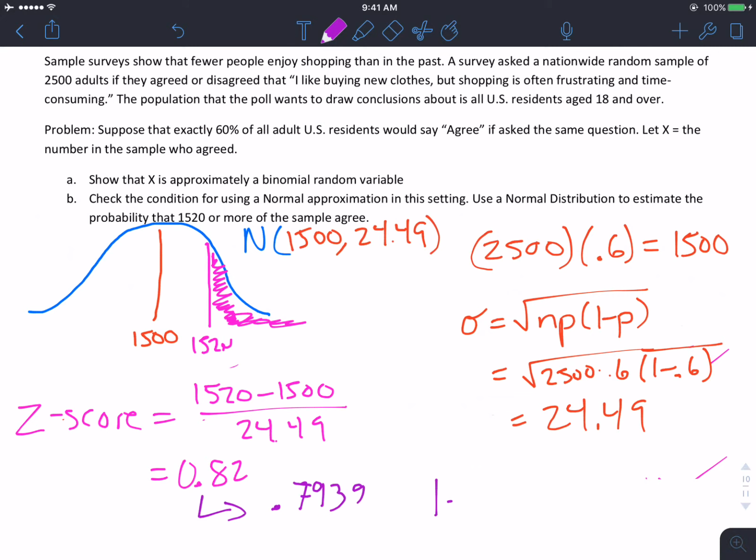So you need to do 1 minus 0.7939. And that will go ahead and give you 0.2061. So that is saying we have a 20.61% chance of getting a sample in which 1,520 people or more agree with the statement that they like buying new clothes, but they find shopping is frustrating.